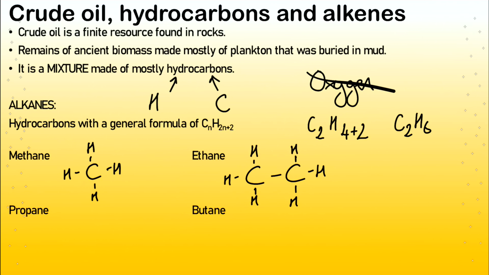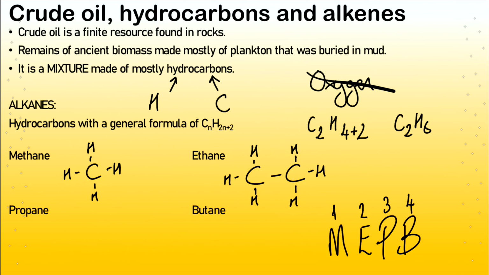Now the first 4 that you need to know are methane, ethane, propane and butane. The way that I remember this is by the phrase monkeys eat peanut butter, which is a 1 carbon, a 2 carbon, a 3 carbon and then a 4 carbon. It does go on, so you'd end up with 5 carbons, obviously, which is pentane, and 6, which would be hexane, and it goes on from there.